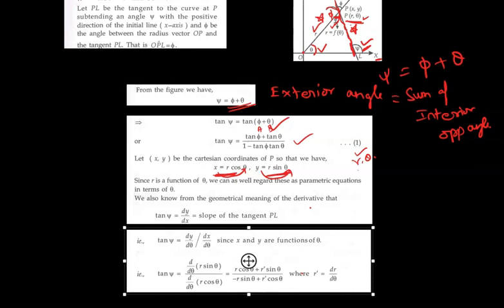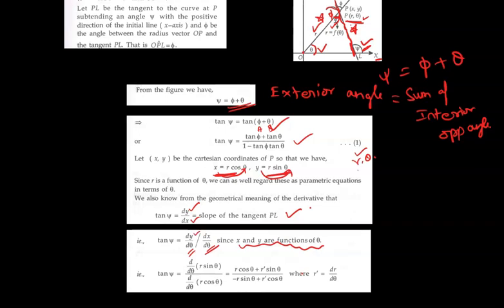And we are going to find tan psi, that is nothing but dy by dx. This is nothing but the slope of the tangent PL. Now I am considering the numerator y also with respect to theta and the denominator x also with respect to theta. That is why we are writing tan psi as dy by d theta divided by dx by d theta. So already, as I told you, x and y I am treating as functions of theta.